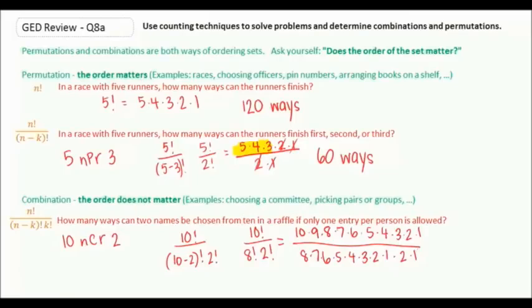And while it looks like a lot, we see we have an 8 and an 8, a 7 and a 7, and a lot of our numbers will divide out. So really we're left with 10 times 9, which is 90, over 2 times 1, which is 2, and 90 over 2 is 45.